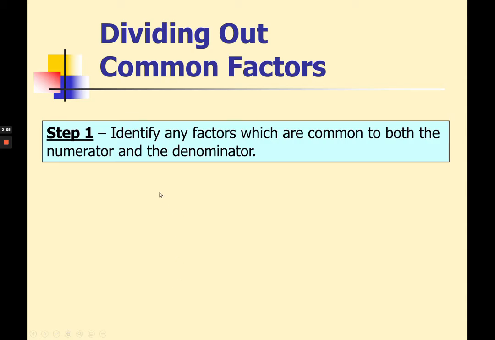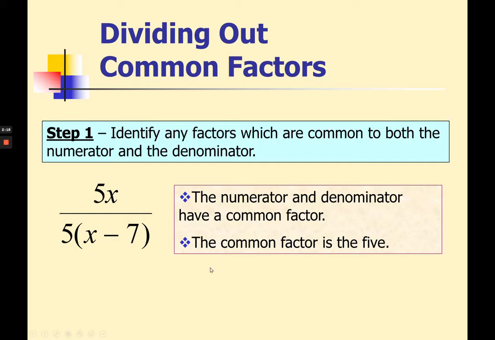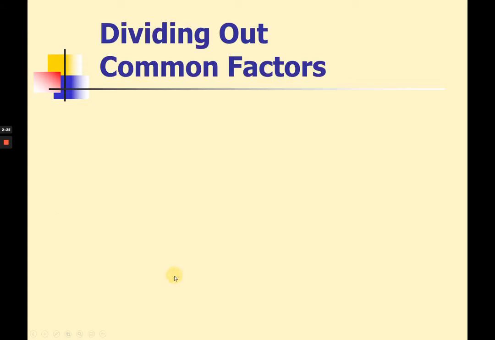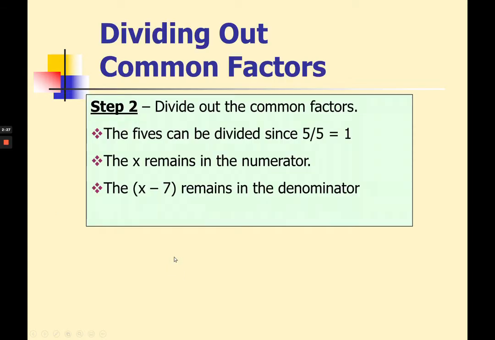How do you divide out common factors? Identify any factors which are common to both the numerator and the denominator. Look at your example, 5x divided by 5 times (x minus 7). The numerator and the denominator have a common factor, which is 5. You just divide out the common factors. The 5's can be divided since 5 divided by 5 is equal to 1. The x remains in the numerator. X minus 7 remains in the denominator.